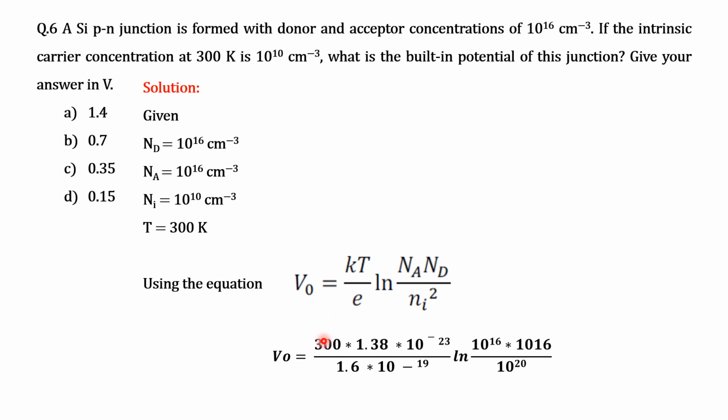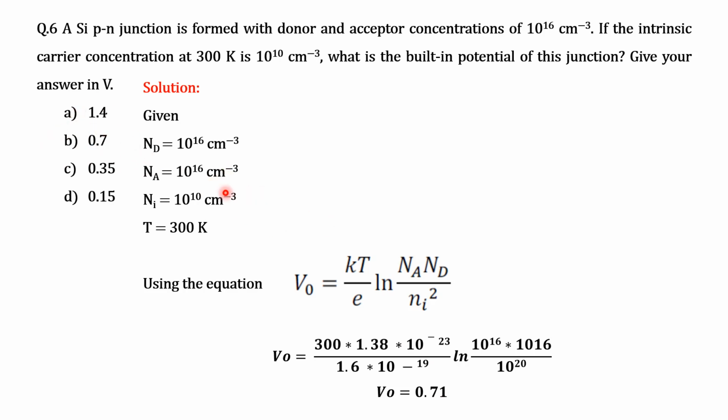So upon substituting K value, that is 1.38 into 10 power minus 23, temperature is 300 Kelvin, E, that is the charge of an electron, that is 1.6 into 10 power minus 19, ln 10 power 16. So this is actually 10 power 16. Okay, that's a mistake. And 10 power 20, that is Ni square. 10 power 10 was the intrinsic carrier concentration. Since it is squared, it is 10 power 20. Okay, so when you substitute all these values, we will get V0 as 0.71 electron volt. So B will be the answer.